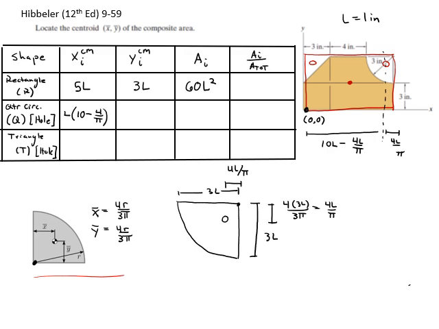And the same idea in the y direction. I need to go the whole height, which is 6L, but then subtract 4L over pi. So it's going to be L times 6 minus 4 over pi. Okay? Finally, the area of the quarter circle is easy enough. It's 1/4 of the area of the whole circle, which is pi times r squared, and r is 3L. So that is 9 pi over 4 L squared.